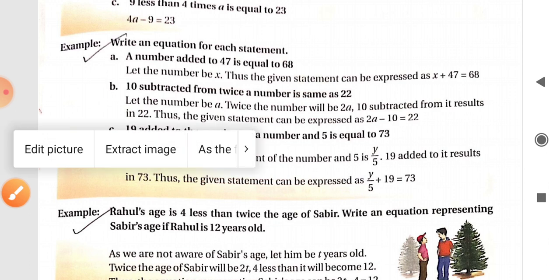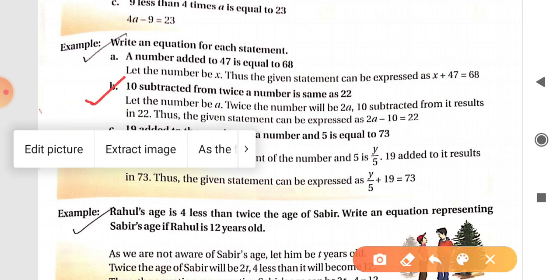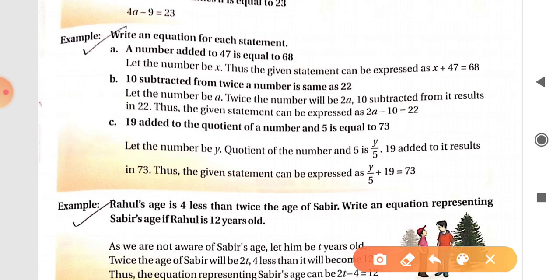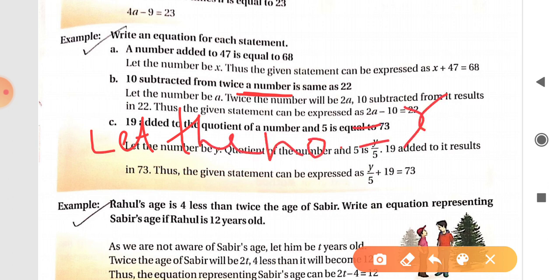Then B part is 10 subtracted from twice of a number is same as 22. So what is the number? We are not given any number. So first of all we will assume the number. Let the number be x. Now we have to write twice the number. Then its twice is 2x.